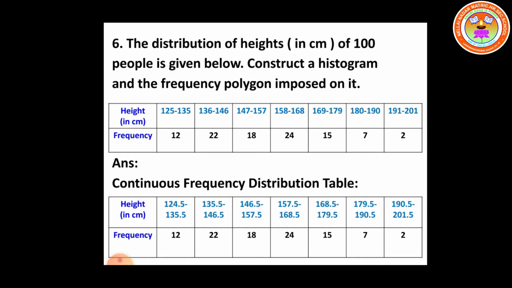Now see the class intervals. First one 125 to 135. Second one 136 to 146. So the given table is a discontinuous table. So we have to make this discontinuous table into a continuous table.